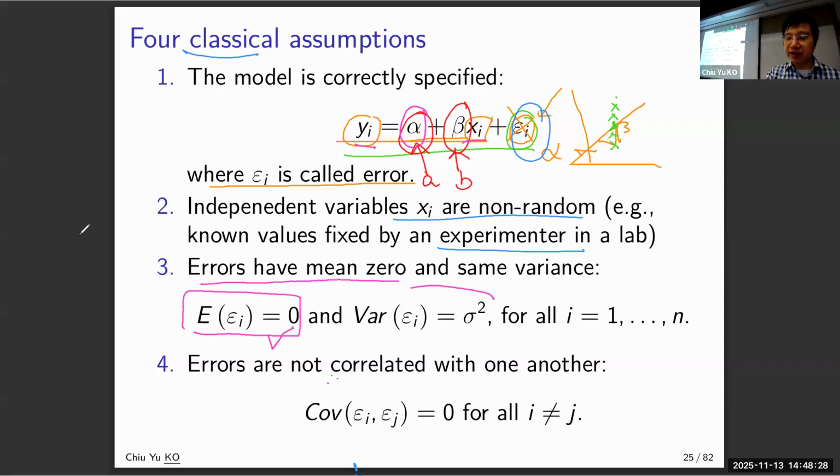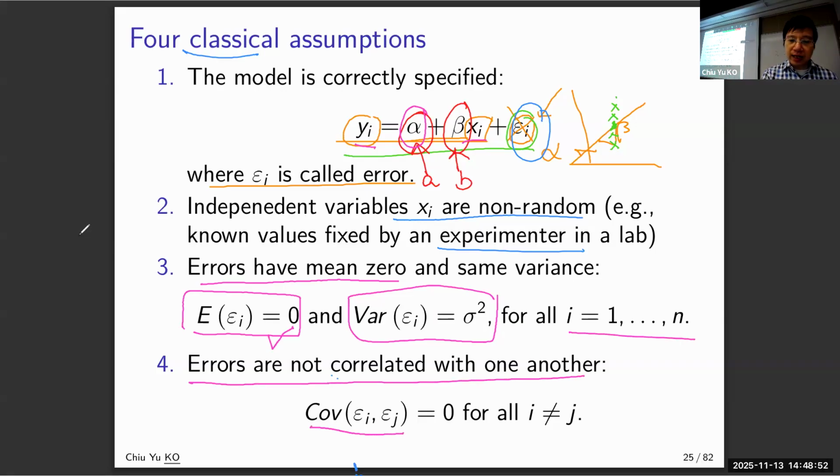The big assumption comes from this one. You're assuming that each observation, the thing you can't observe, represented by epsilon, has the same variance, regardless of which observation you're looking at. And the last one is error terms are uncorrelated with each other. You will see the most important things you violate in practice are these two assumptions.